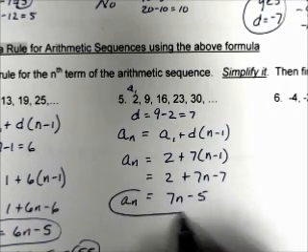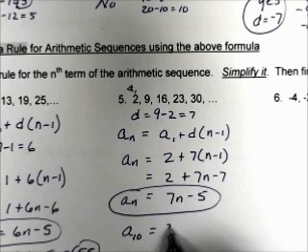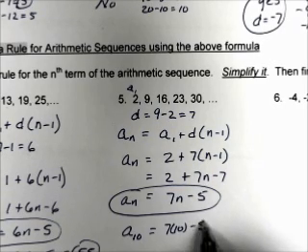This is our rule. And now our 10th term, a sub 10, would equal 7 times 10, right? Replacing n with 10. That's 70 subtract 5 is 65.